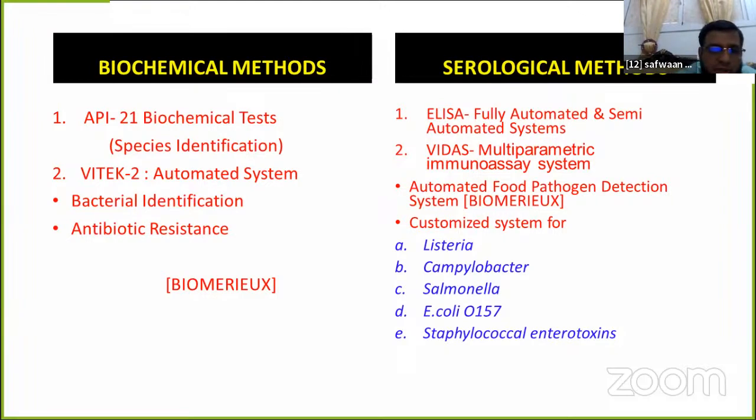The Vitek 2 has two advantages. It not only identifies the bacterial species, it also gives you antibiotic resistance. For serological methods, we can use ELISA, semi-automated or fully automated. We can use VIDAS. VIDAS is a system designed for food diagnosis based on an immunoassay system. The VIDAS is a limited system. It can identify only 5 organisms, which I have listed below. It is a customized system for food diagnosis, not commonly used in other labs. We can identify Listeria, Campylobacter, Salmonella, E. coli O157, and Staphylococcal enterotoxins.